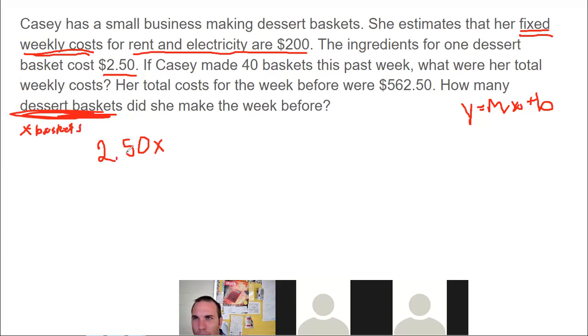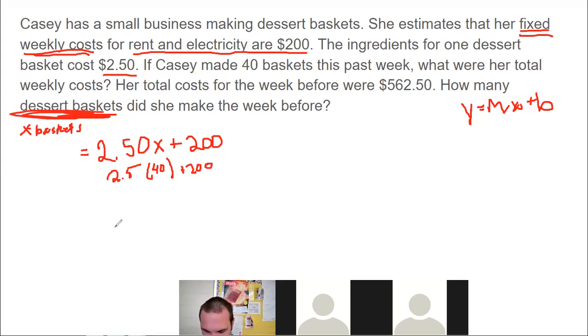Okay, so what does it cost to run Casey's business? Well, it costs $2.50 every basket she makes plus fixed cost. Casey makes 40 baskets in the past week. What is her total weekly cost? So in this case, we're not setting it equal to 40. We're saying that X is 40. So the first one would be 2.5 times 40 plus 200.